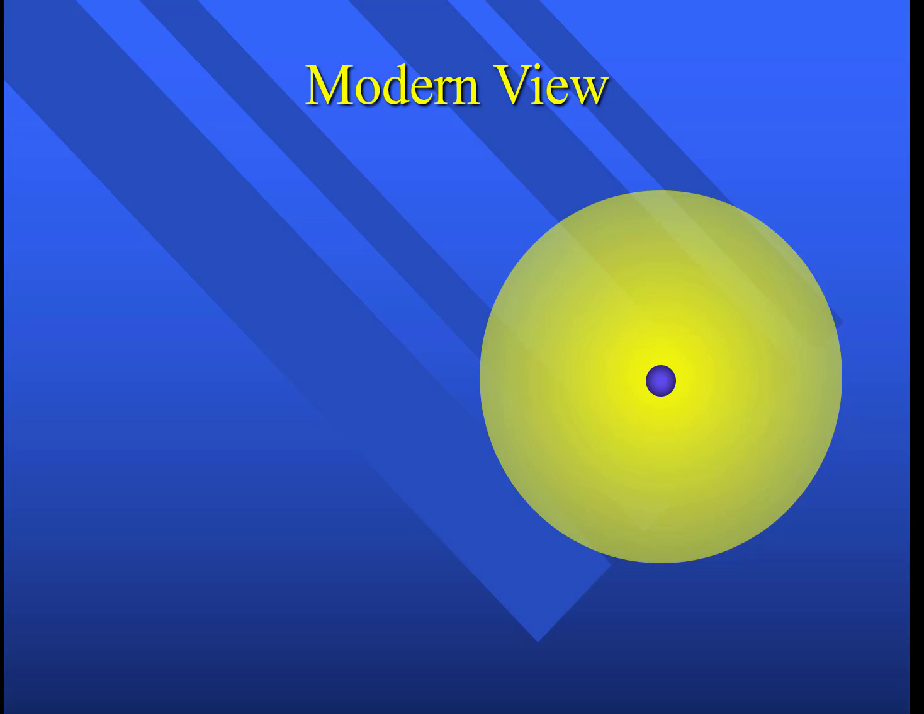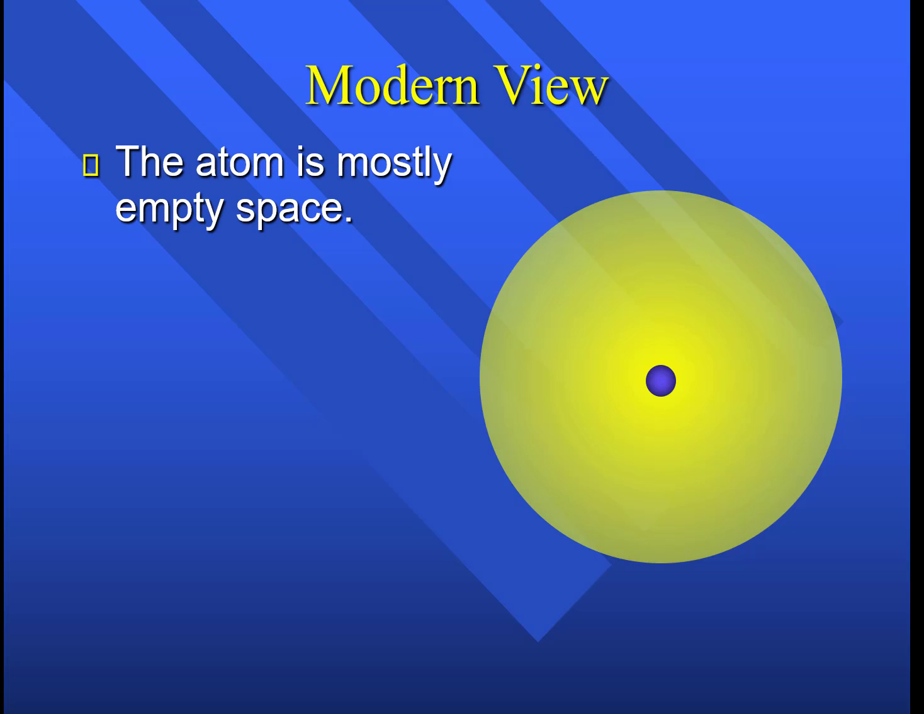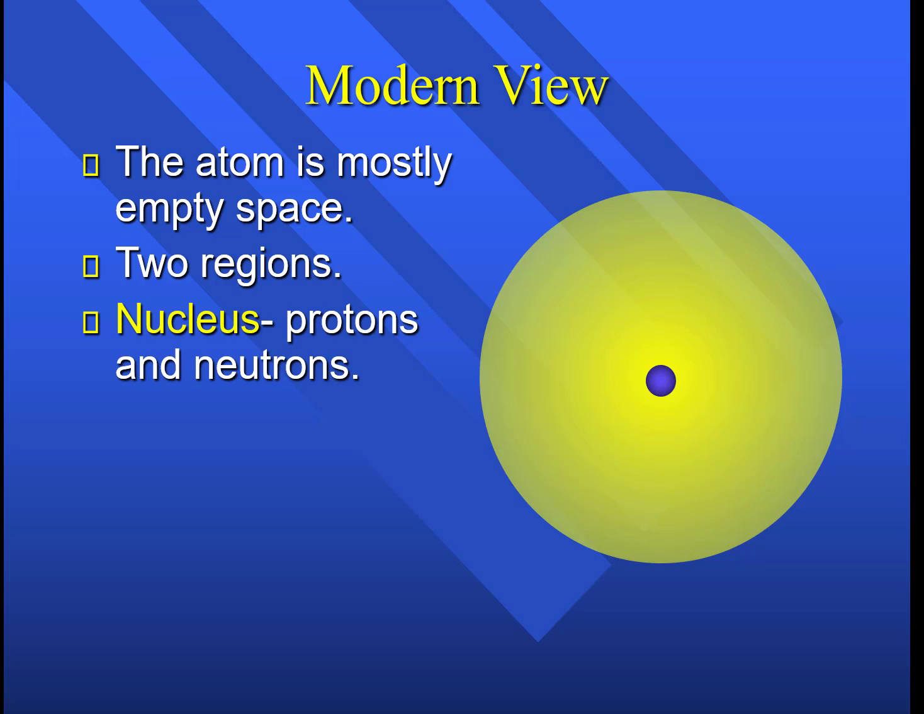So, this is what we think of the atom. The atom is mostly empty space with 2 definite regions. The nucleus in the middle that has the protons and the neutrons, and I've drawn it way too big, but I wanted you to be able to see it. If I drew it to scale, you wouldn't see it.